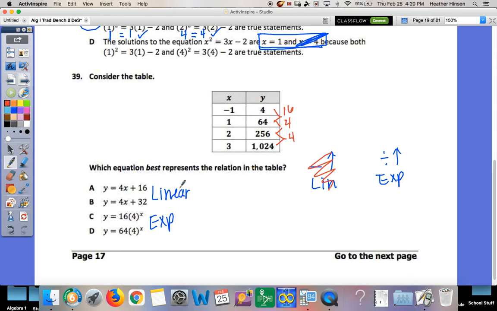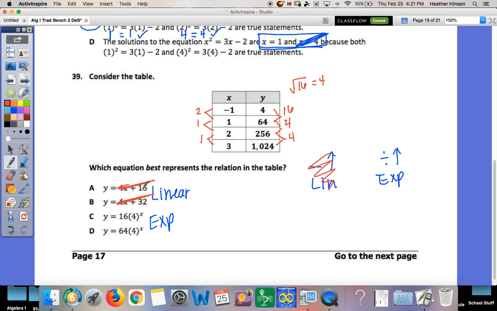Well, you have to check the other side as well. 3 minus 2 is 1. 2 minus 1 is 1. 1 minus negative 1 is 2. So it's a different interval. The bottom two are on an interval of 1. The top is on an interval of 2. And the square root of 16 is 4. So that's the same thing. It's just on a double interval. So it's got to be exponential.